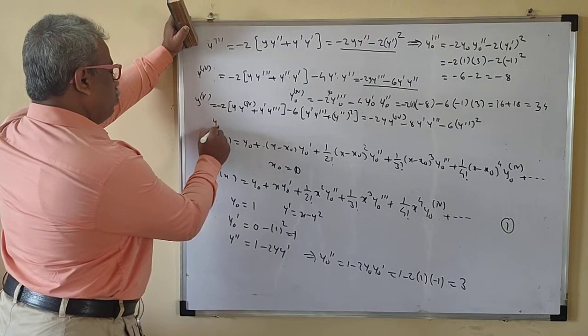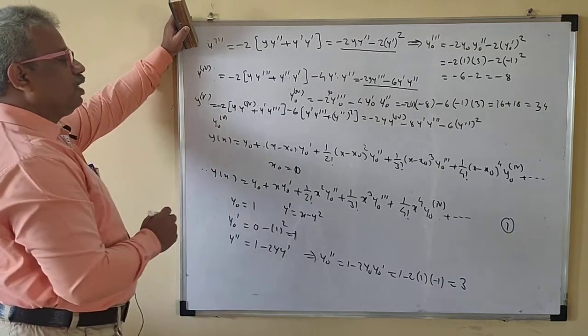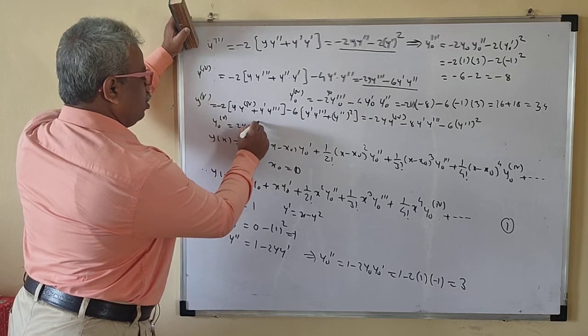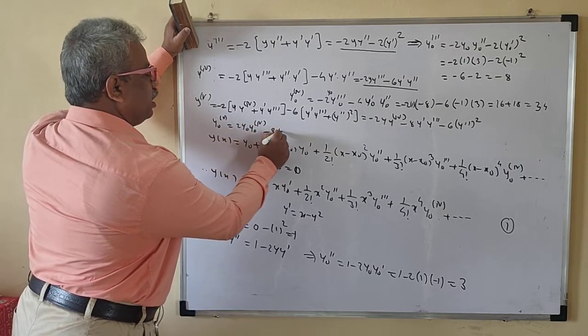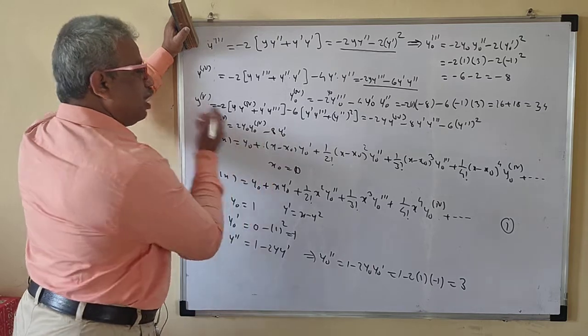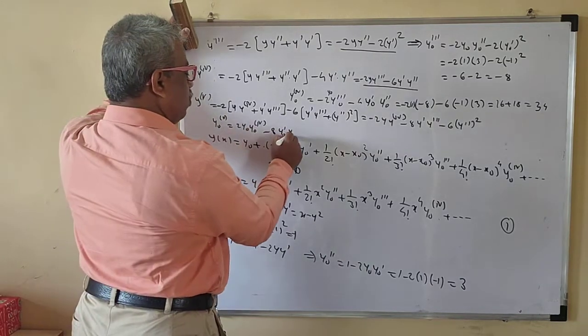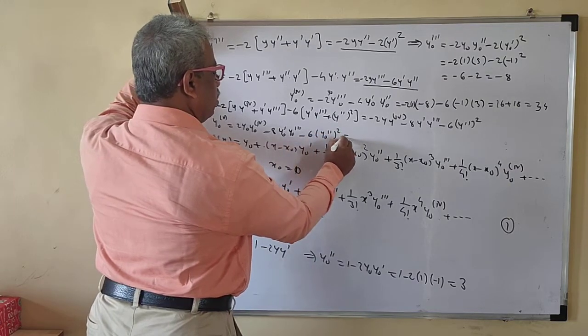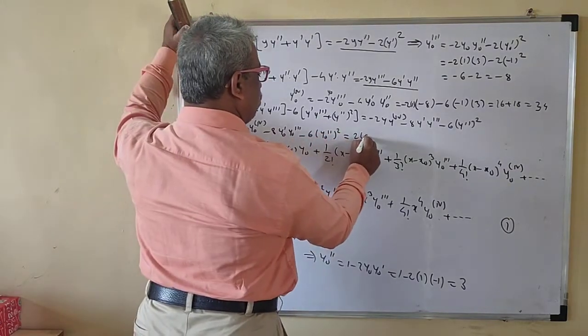Okay. Now we'll find the y naught fifth derivative. It is minus 2 y naught fourth derivative, minus 8 y naught third derivative, minus 6 y naught square. So this is equal to 2 times, y naught is 1.